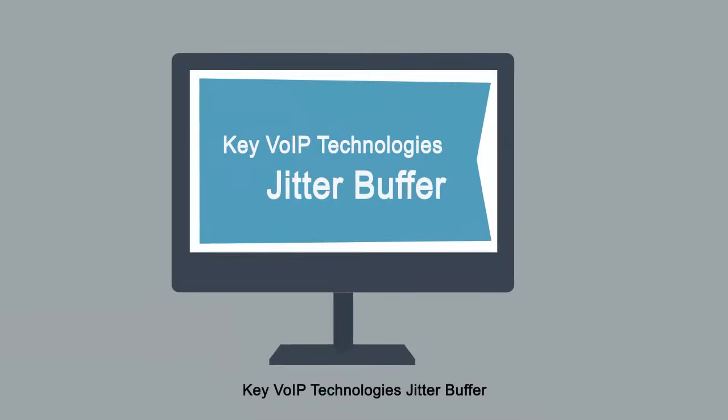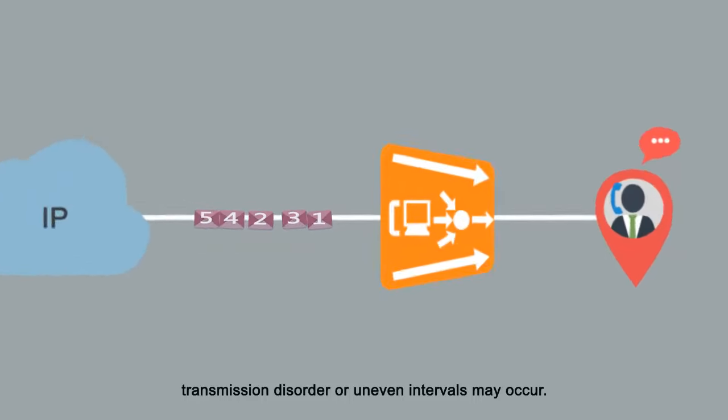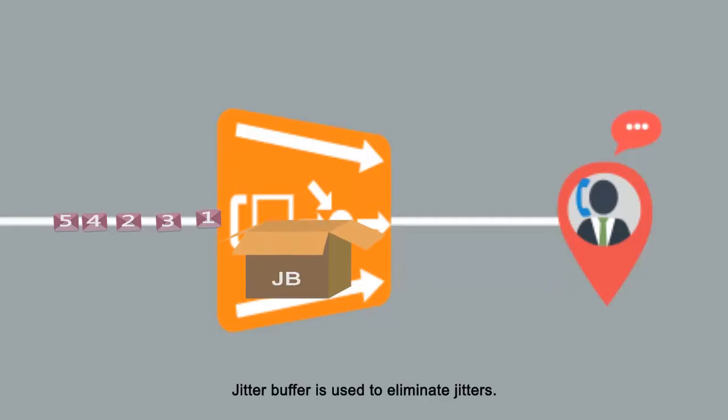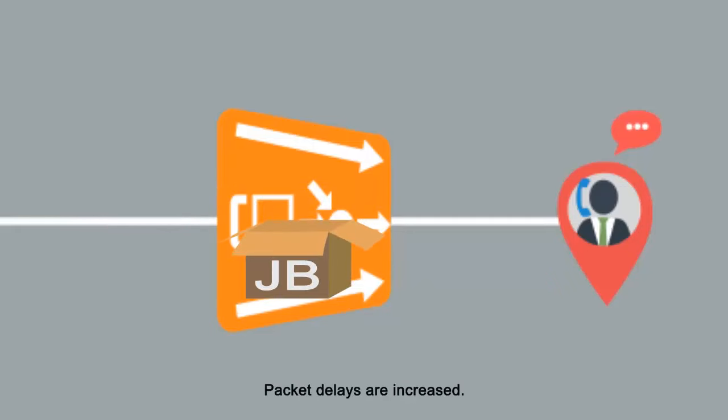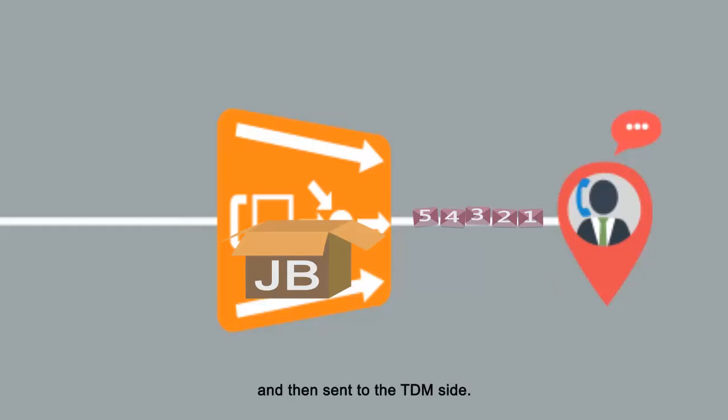Key VoIP technologies: Jitter Buffer. For RTP packets transmitted over the IP network, when they are sent from the far end to the near end, transmission disorder or uneven intervals may occur. Jitter Buffer is used to eliminate jitters. Packet delays are increased. In this way, the disordered RTP packets can be adjusted in the jitter buffer and then sent to the TDM site.